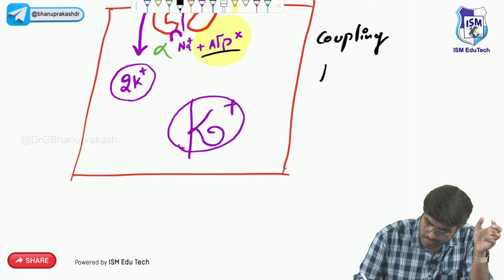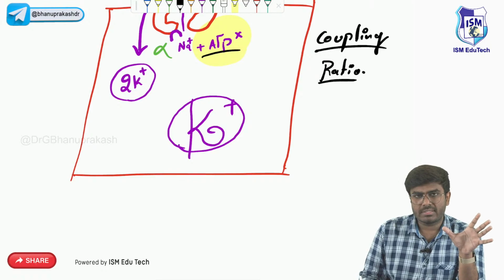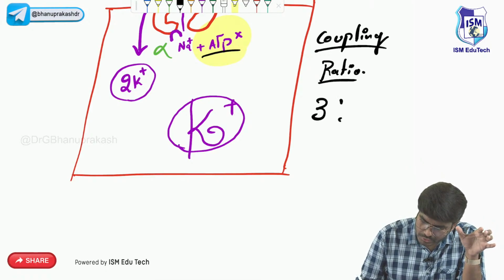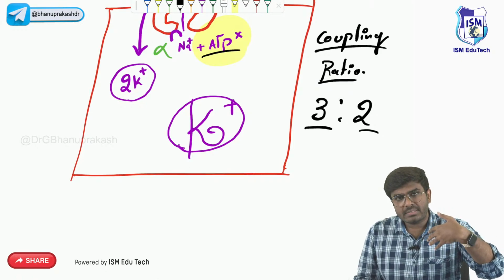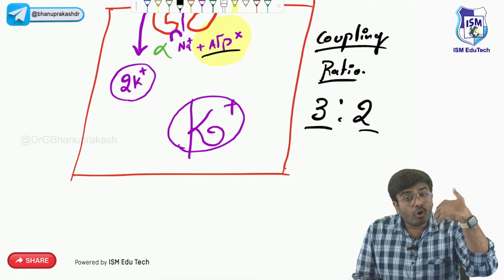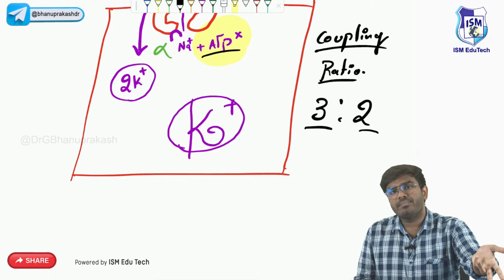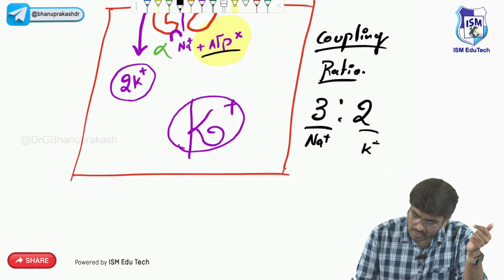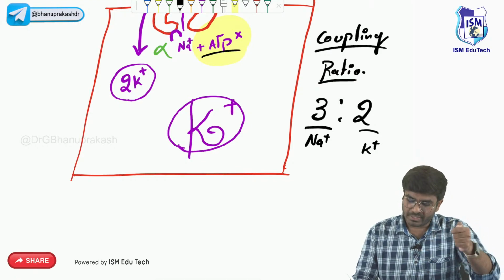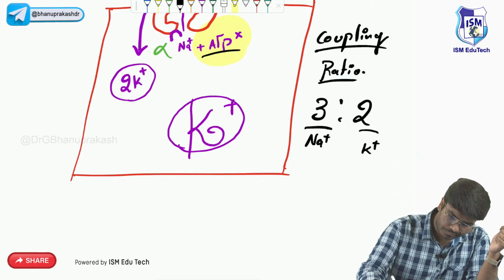Coupling ratio. What is the coupling ratio of sodium potassium ATPase? The coupling ratio is 3:2. What exactly is this 3:2, sir? It throws 3 sodium out of the cell, and 2 potassium molecules are being taken into the cell. The coupling ratio is 3:2.